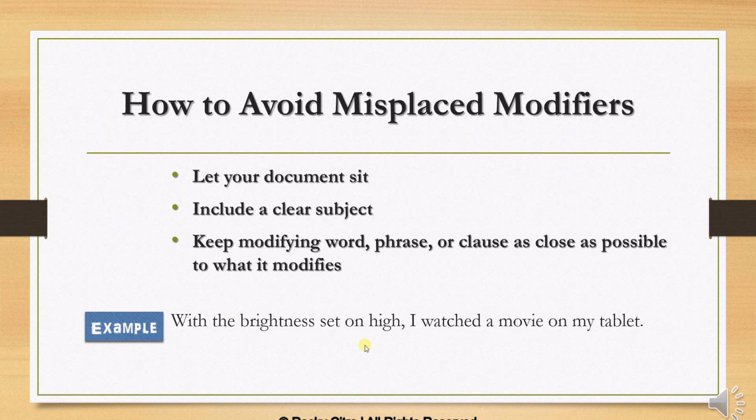With the brightness set on high, I watched a movie on my tablet. Our phrase, with the brightness set on high, modifies I. The problem is that I don't have a brightness setting. My tablet has a brightness setting. So I could fix this in a couple of ways and say something like, I set the brightness on my tablet to high and watched a movie.